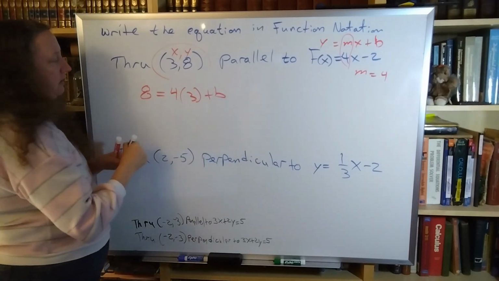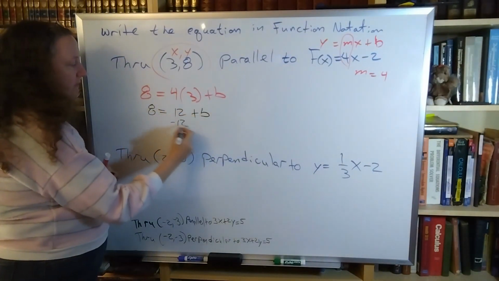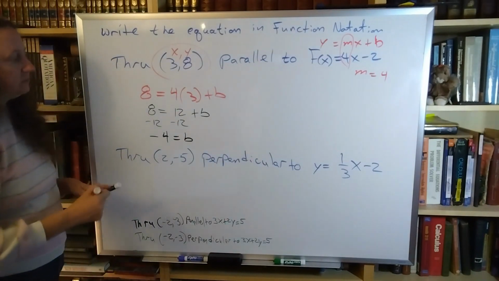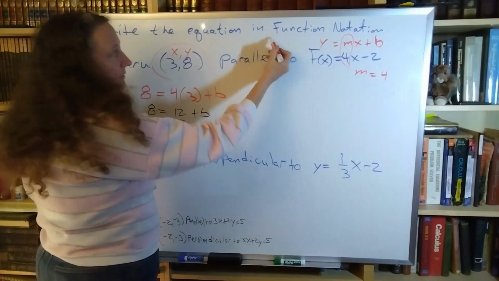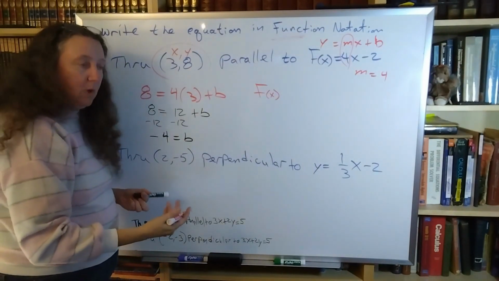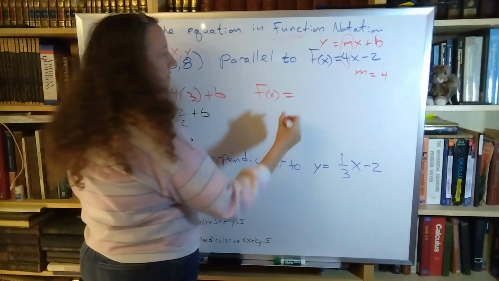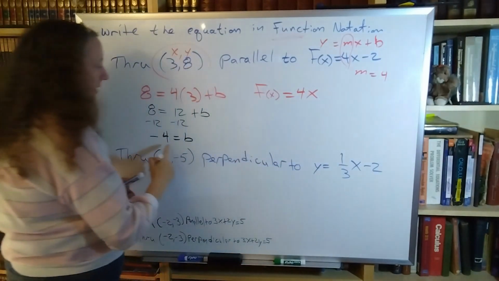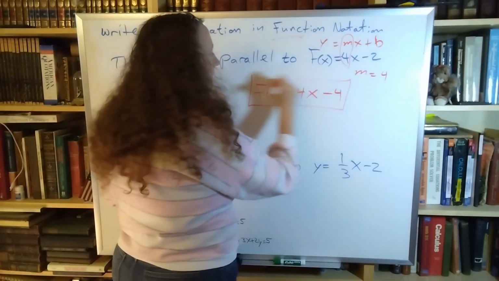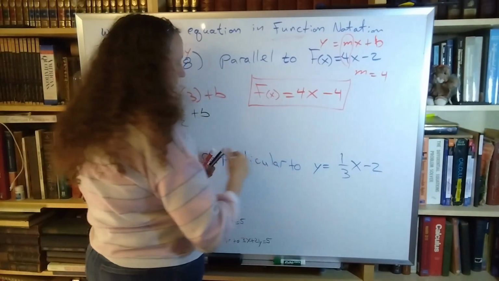I need to solve this for b. So I have 8 equals 12 plus b. Subtract my 12 over. I get negative 4 is b. And then I rewrite that, and it has to be in function notation, as f of x. That takes the place of my y in my y equals mx plus b, equals m, still using that 4 because it's parallel, x plus b. So the plus b is minus 4. And that one is done. So because this was parallel, I use the same slope.